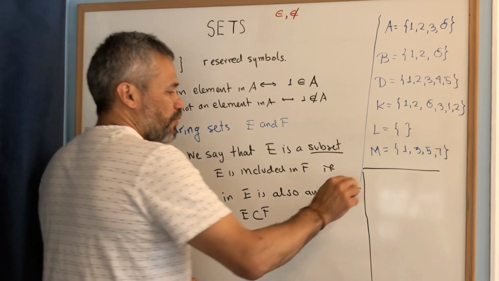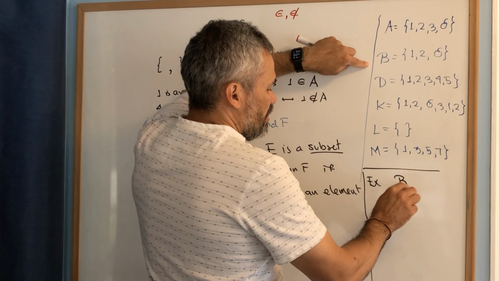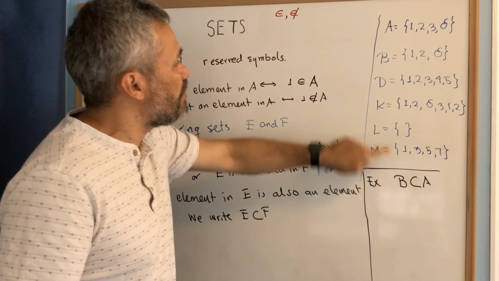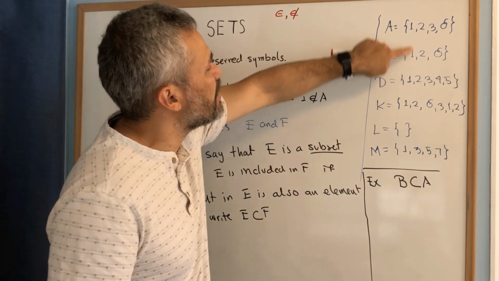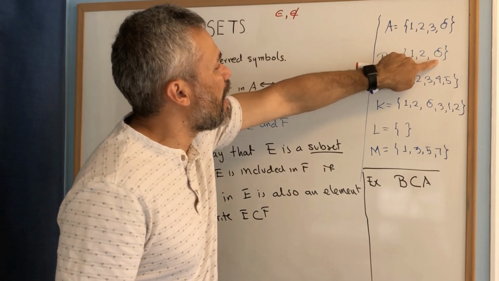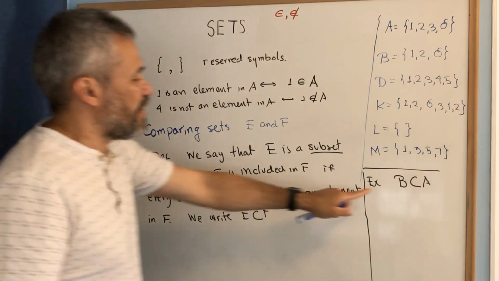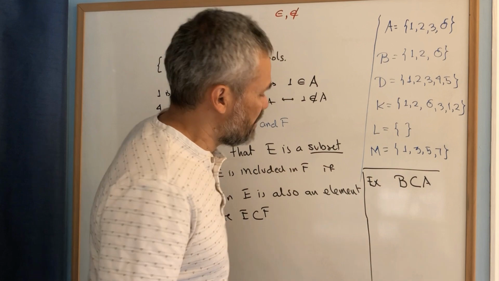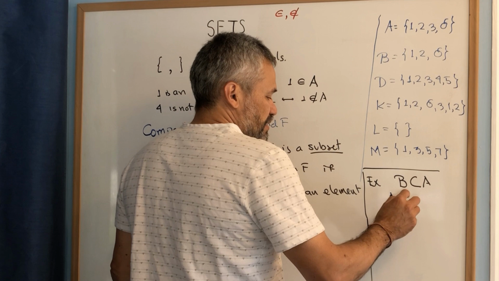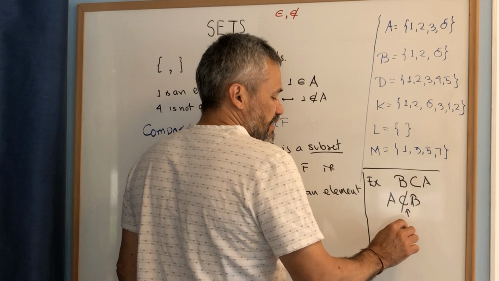As an example, we have that B is a subset of A because every element in B is also an element in A. 1 is an element in B, is also an element in A, 2 is an element in B, is also an element in A, apple is an element in B, is also an element in A. If you can check that every element here is an element there, then we can use this symbol. For this particular example, this other symbol will mean it's not a subset.